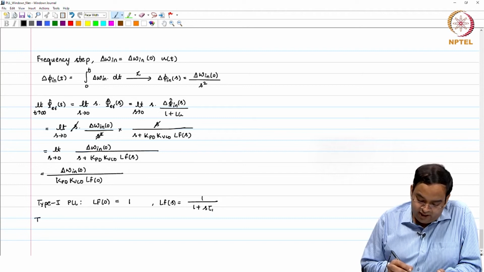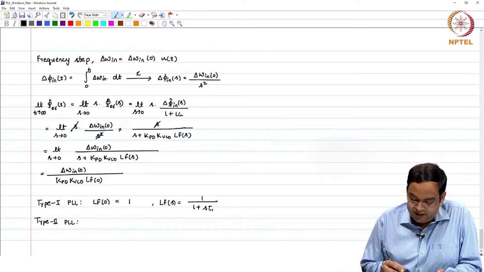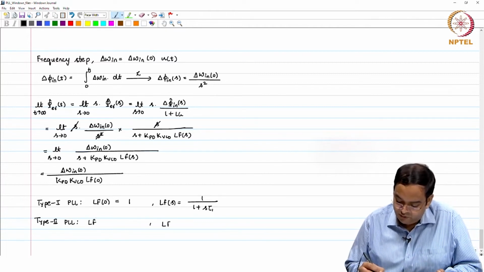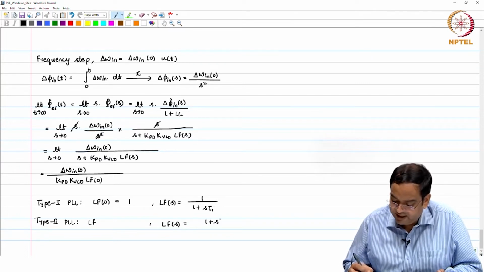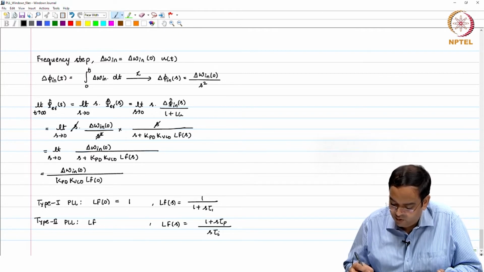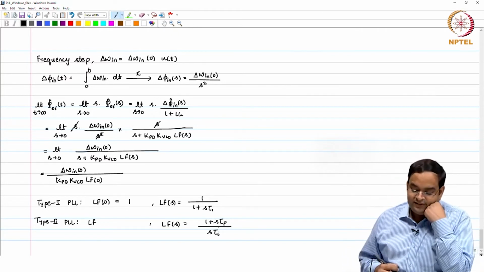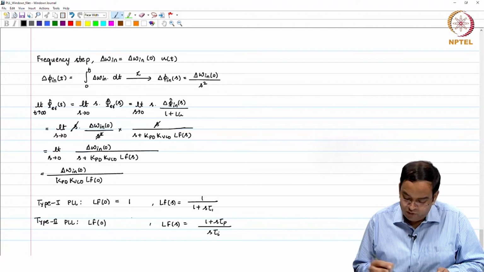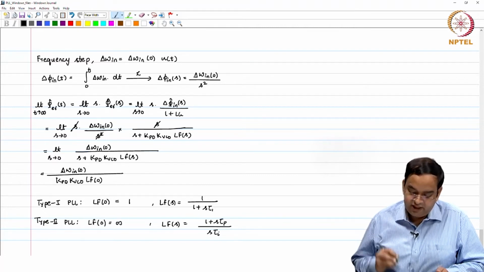Okay. For type 2 PLL, one of the examples which we saw earlier, let me first write the loop filter expression. This was equal to 1 plus s tau p divided by s tau I. This is our type 2 PLL with 2 integrators. Okay. What is loop filter of 0? Loop filter of 0 is actually equal to infinity.